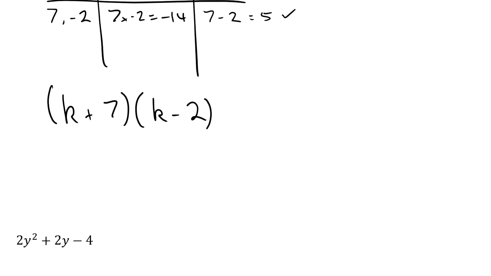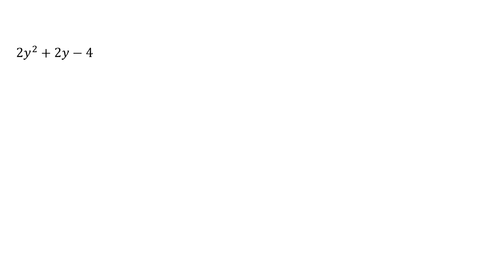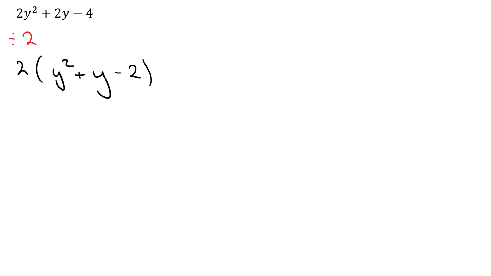Alright? Now, when you get something like this, it's important to look at that and go, okay, is there anything I can factorize first? So in this case, 2 is common for everything. So if I divide everything by 2, what I get is a 2 out the front. I get y squared plus y minus 2. And then I can look at factorizing this in bracket.